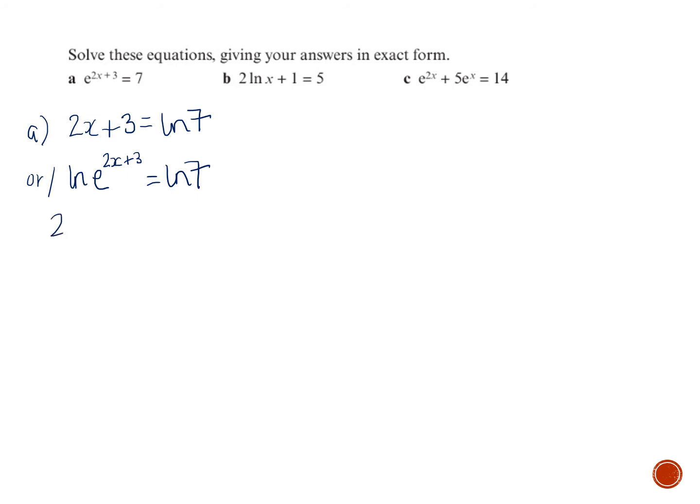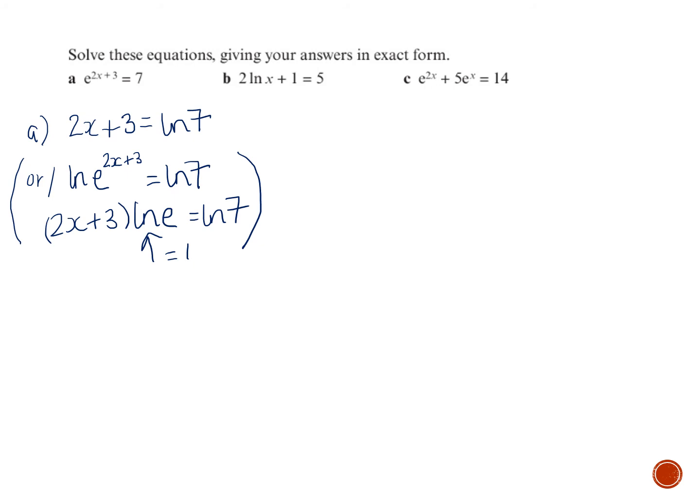Using our log laws, we can bring down the power. And then remember, because ln is log to the base e, this part here is equal to 1, so we get 2x plus 3 equals ln 7. So if you want to write those steps out, if that makes it a little bit clearer for you, then I'm happy for you to do that. If you can go straight from A to that, again, I'm happy for you to do that.